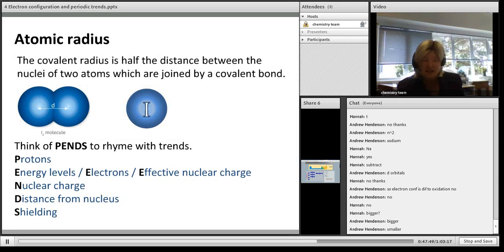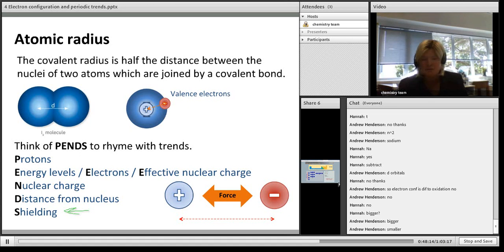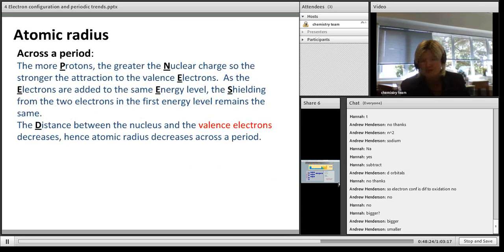E stands for a number of things. The energy levels, how many energy levels have I got? How many electrons have I got? And the effective nuclear charge. I will explain that. The effective nuclear charge differs from the nuclear charge because of this thing down here called the shielding. Sometimes there's something in the way between the nucleus and the valence electrons. But otherwise, all those points you have to talk about. I was just trying to show that's the distance between the protons and the valence electrons, and that's going to influence the force.